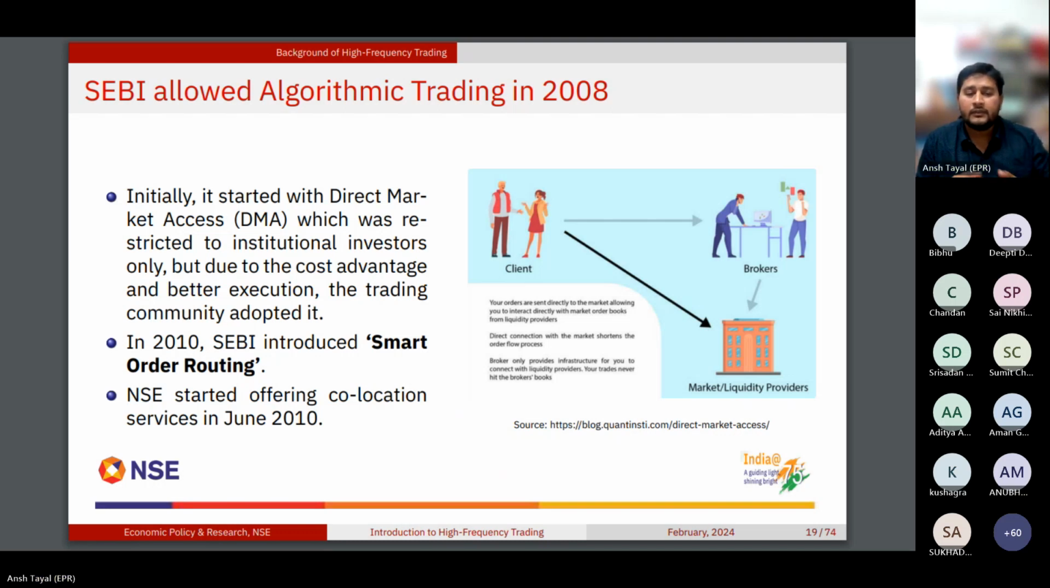So that it reduces the amount of time it takes for the trading member server to reach the exchange, as opposed to, imagine, someone having a co-location service versus someone having a server sitting in Delhi. The amount of time it will take for your order to reach from Delhi to Mumbai versus within the same premises in NSE in Mumbai, you can see the difference.